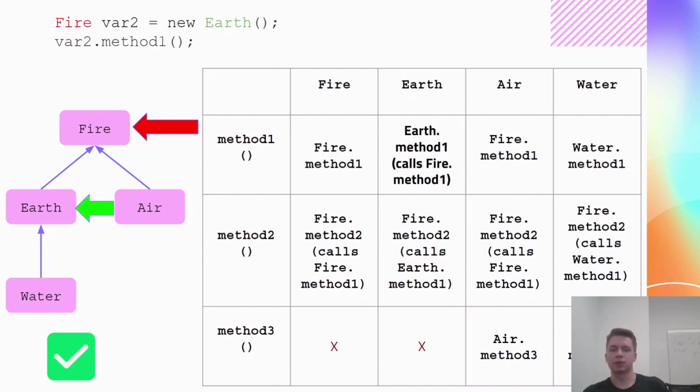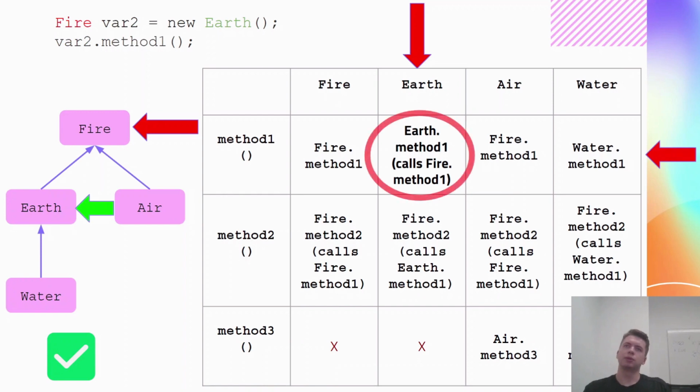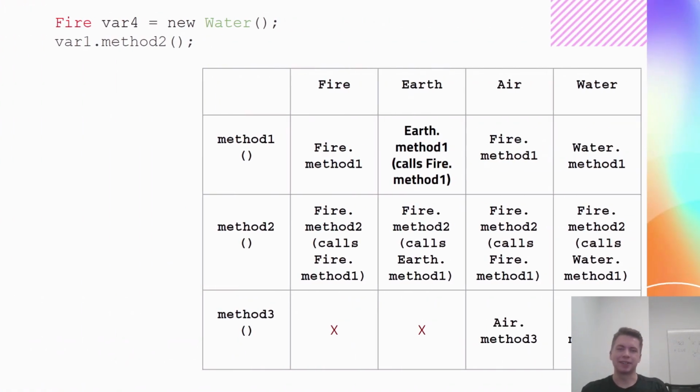Finally, we need to look up which method we're going to call. So the actual type is earth, and we're calling method 1, so we'll be calling earth method 1. So earth method 1 prints out earth 1, but we also call fire method 1, and we'll print out fire 1 as well in our lookup table. Isn't that cool? We have an algorithm now.